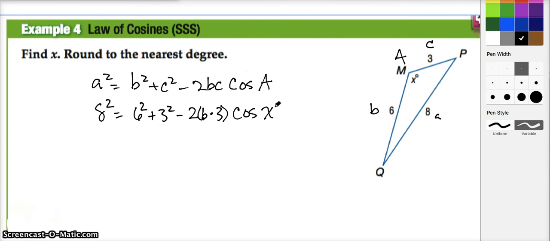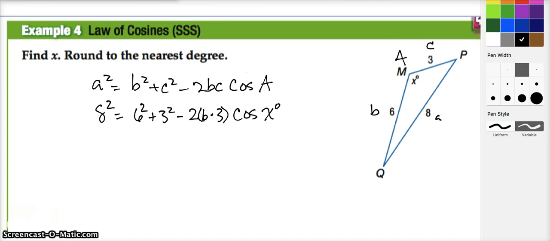I'll say angle X because that's what we're looking for. And now I'm going to do some math magic where I work it out so that I can solve for the cosine of X. I want to get the cosine of x by itself, because if I figure out what the cosine of x is, remember I can do inverse cosine.